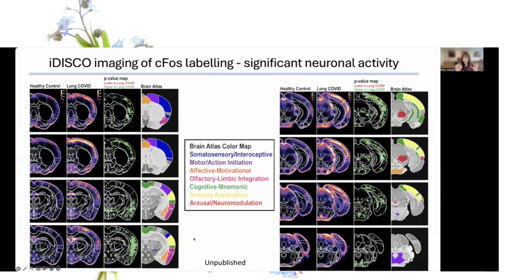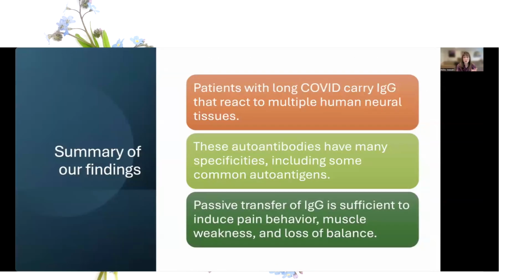So collectively, what our study demonstrates is that patients with long COVID carry IgG that reacts to multiple human neural tissues, and that these autoantibodies have many specificities. But we demonstrate, using passive transfer, that these antibodies are sufficient to induce pain behavior as well as induce neural activity in the CNS and reduce the intraepidermal nerve fibers, indicating that there's a pathological role of these antibodies directly from long COVID patients.